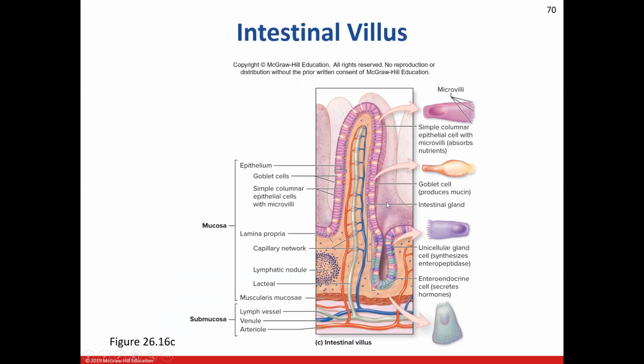And then down here near the base, we are going to start to see small invaginations where we're going to have our unicellular glands, which are going to produce the enteropeptidase, which is going to activate some of our digestive enzymes, which is good because an inactive digestive enzyme is useless. And then at the base of these pits is where we're going to have the enteroendocrine cells. These are going to produce a series of hormones, the CCK and the secretin here. You'll get into a little bit more detail on that in lecture.